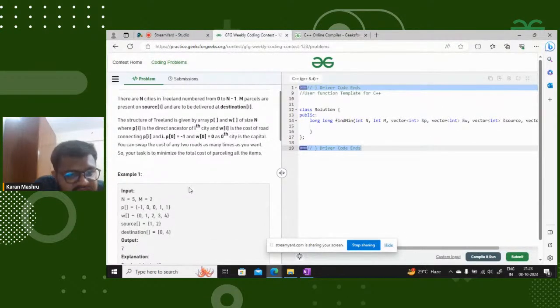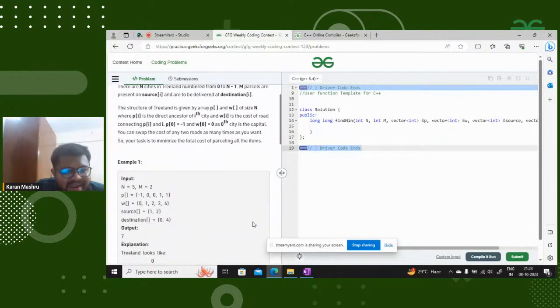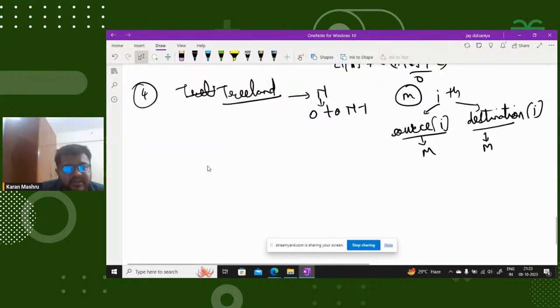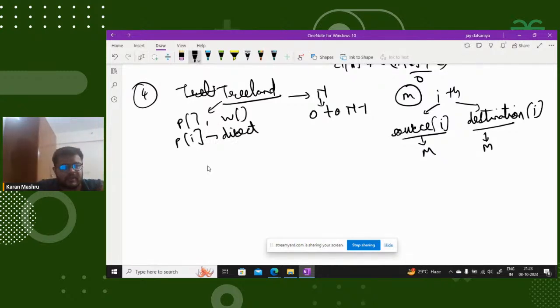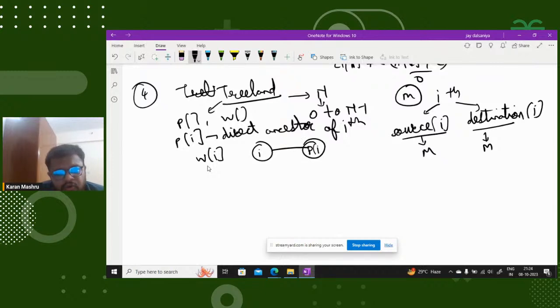The structure of Treeland is given by arrays P and W of size n, where P of I is the direct ancestor of the ith city and W of I is the cost of the road connecting P of I and I. So the structure of this Treeland is given with the help of two arrays P and W, where P of I is the direct parent node, if it looks like a tree, and W of I is the cost of the path from the ith node to P of I.